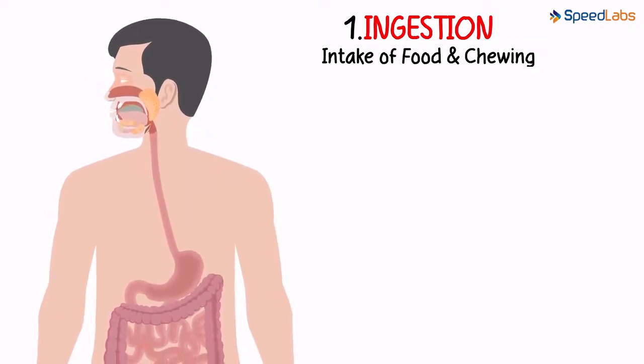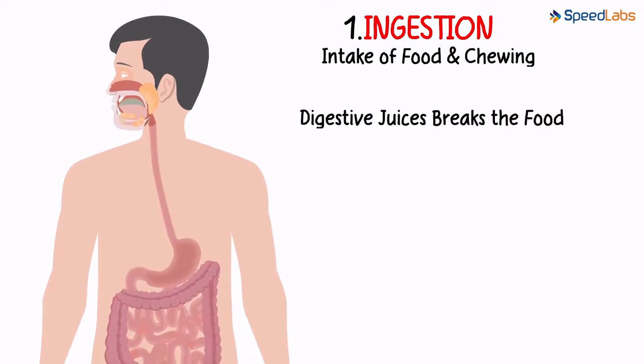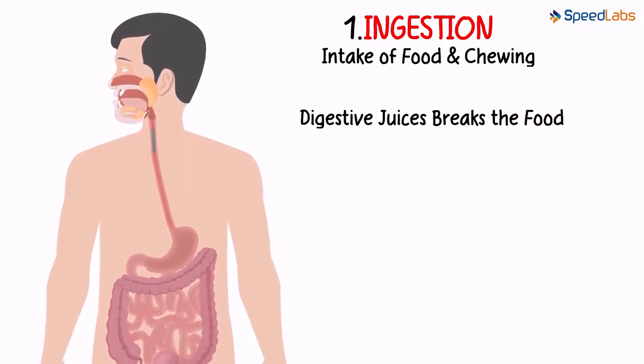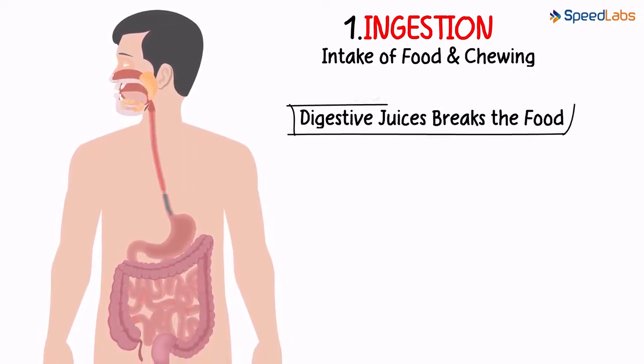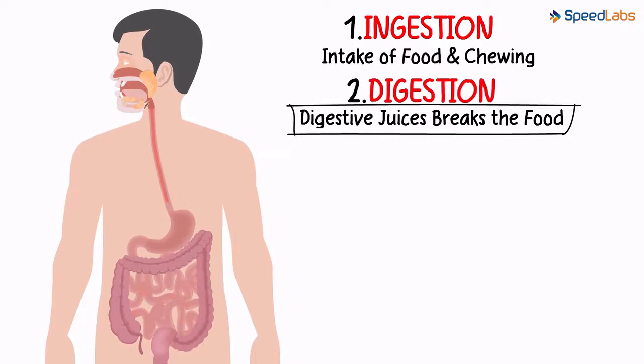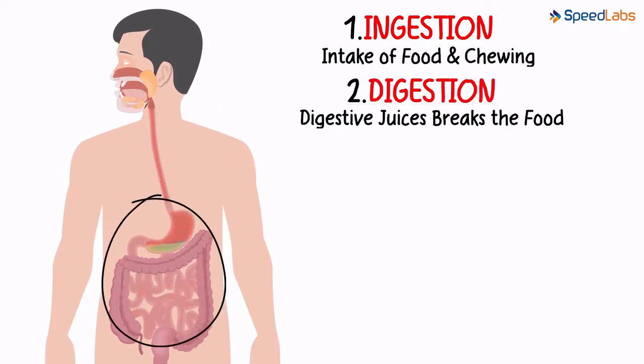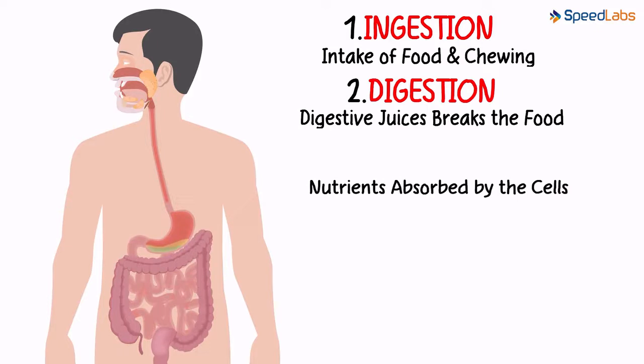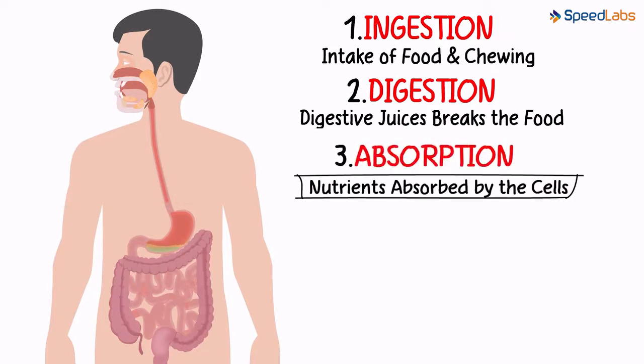Then the enzymes present in various juices break the food into smaller and simpler substances. This process is called digestion. And this primarily happens in the stomach and the small intestine. And the only reason why food is broken down is so that it can be absorbed by the cells of our body. It is absorbed into the bloodstream via the villi present on the walls of the small intestine. This would be called absorption.